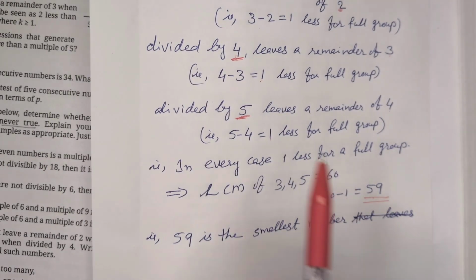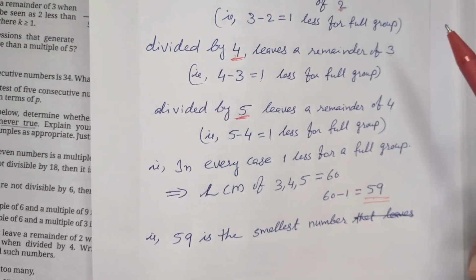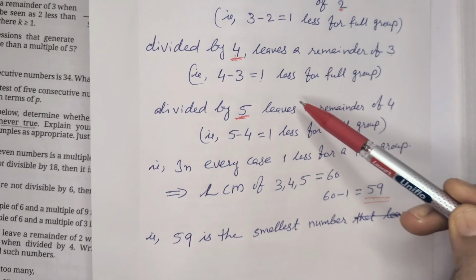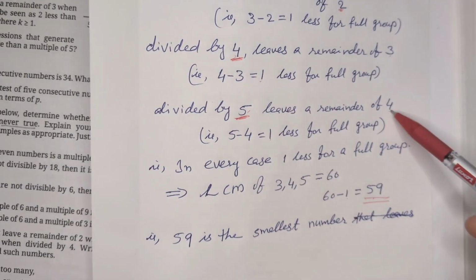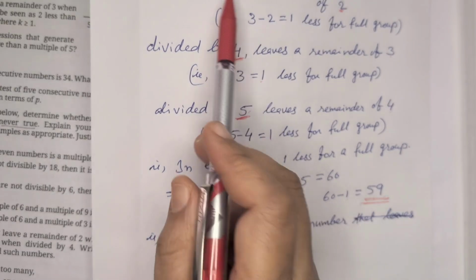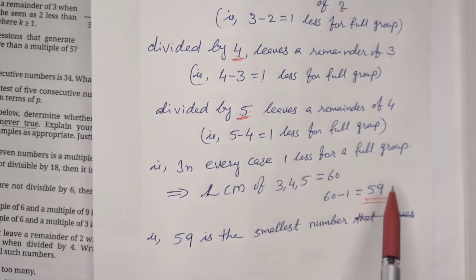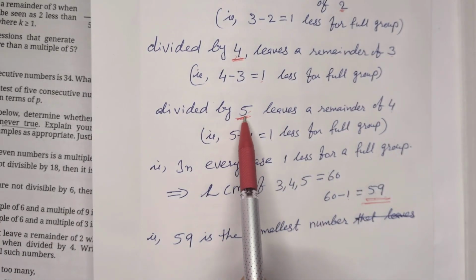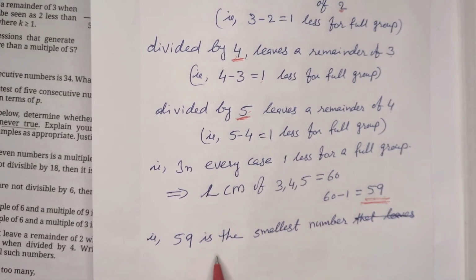When we are dividing by 3, we will get remainder 2. Dividing by 4, we will get the remainder as 3. Dividing by 5, we will get the remainder as 4. You can check the number 59 by dividing with 3. We will get remainder 2. If you are dividing by 4, remainder 3, and dividing by 5, remainder 4. So 59 is the smallest number.